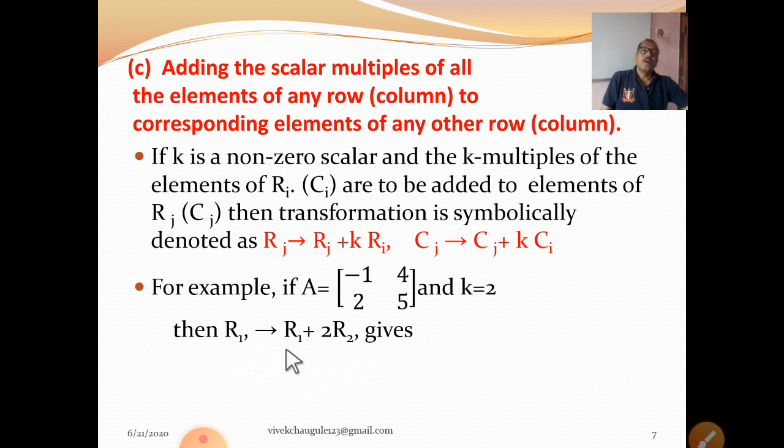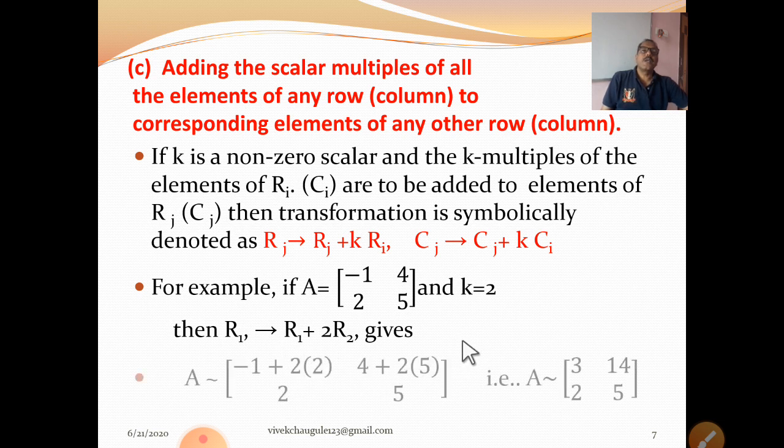R1 changes to R1 plus 2R2 means that we multiply every element of the second row by 2, and that multiplication is added to the corresponding element of the first row. So the new matrix is like this. Suppose A is equivalent to this; the change is only in the first row, and the second row stays as it is. Now the change is R1 plus 2R2.